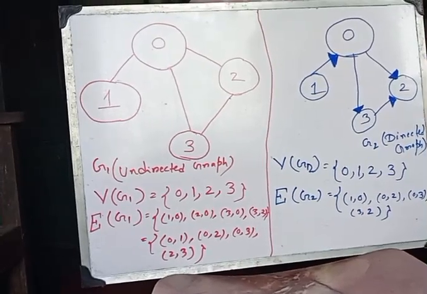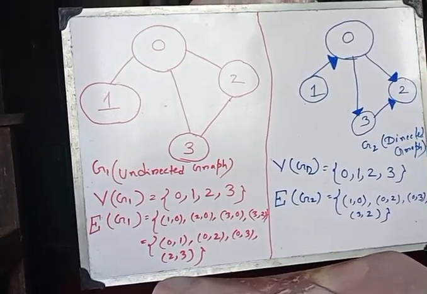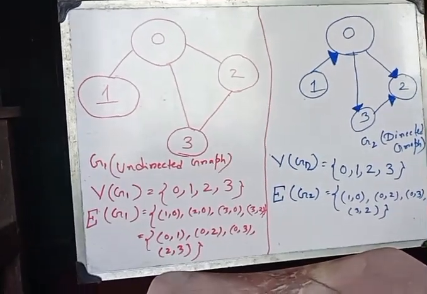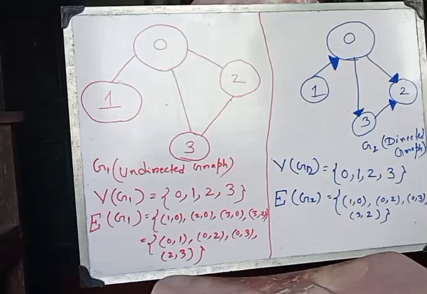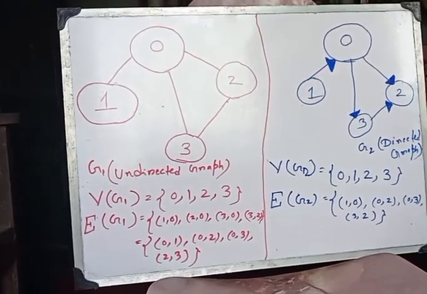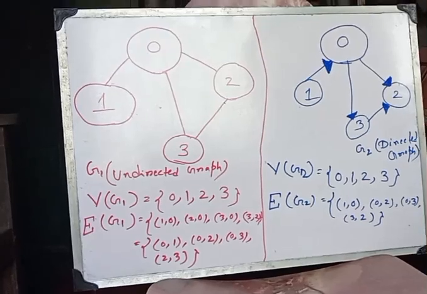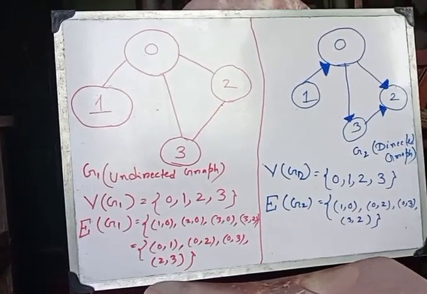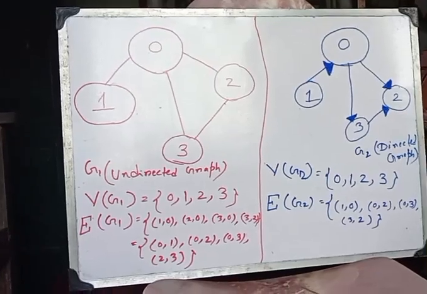So, the edge connecting 1 and 0 can be written as both (1,0) and (0,1) because since the edge is undirected, it can take us from node 1 to node 0 and node 0 to node 1, and similarly from node 0 to 3 and 3 to 0, from node 0 to 2, from 2 to 0 and from node 2 to 3 and from 3 to 2.